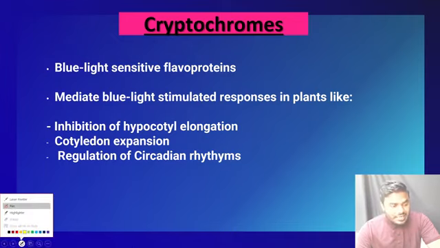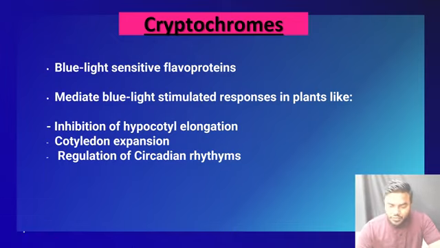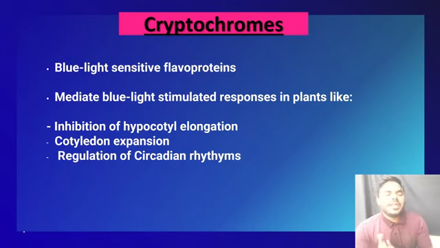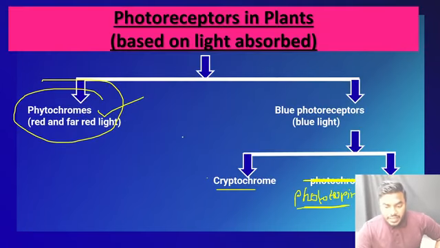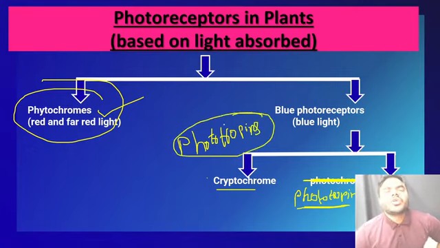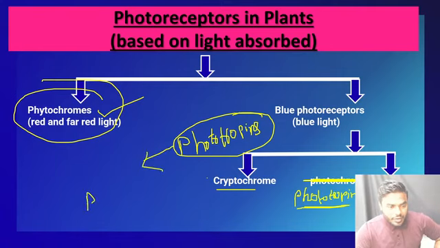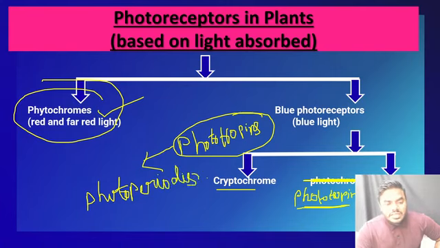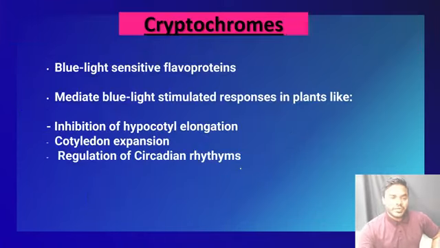Okay, listen to me very carefully, friends. Where can we get the experimental based questions? 99.99% of experimental questions will come from the phototropins only, especially from photoperiodism. This is the area where we can get the experimental based questions. Kindly don't forget it.